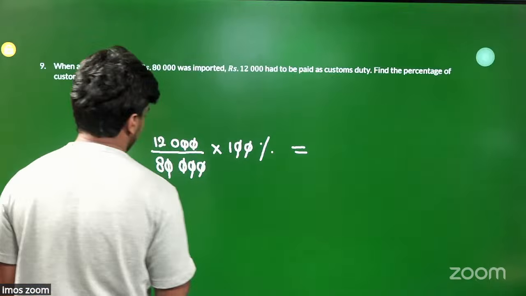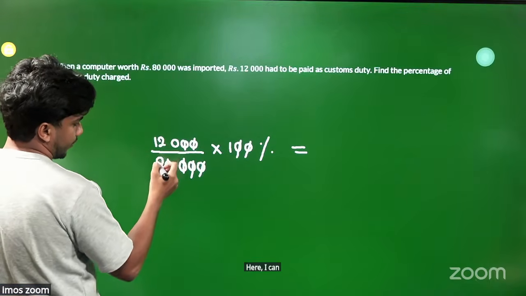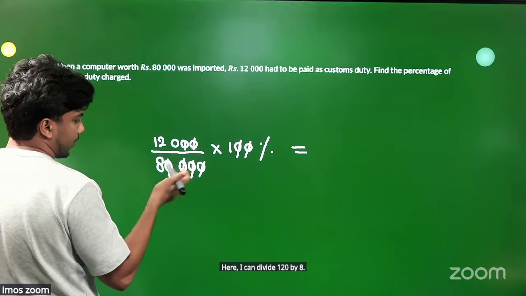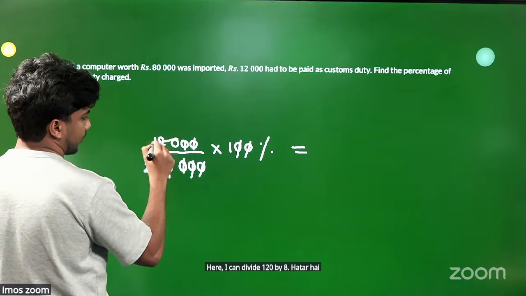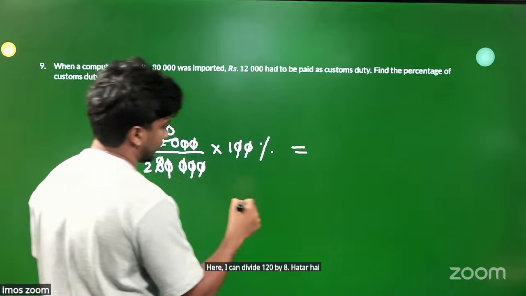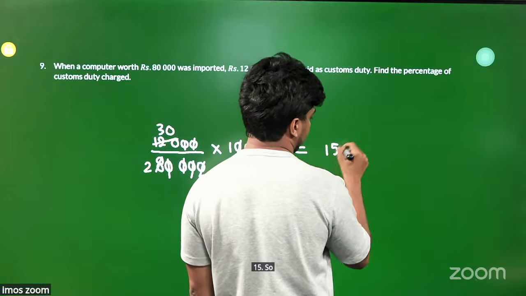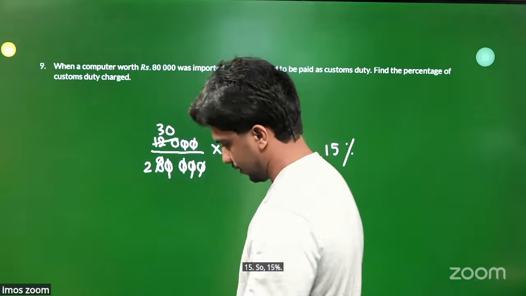Right. Here I can divide 120 by 8, then simplify further: 4 twos are 8 and 4 thirties are 120. That gives 15. So 15%.